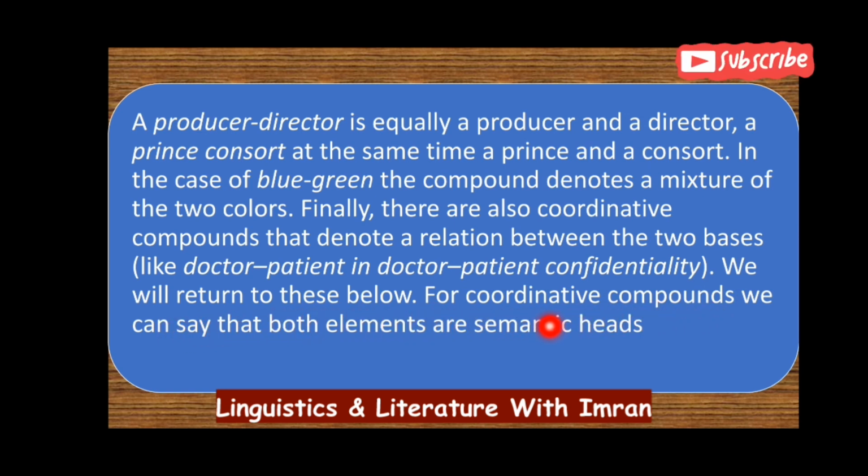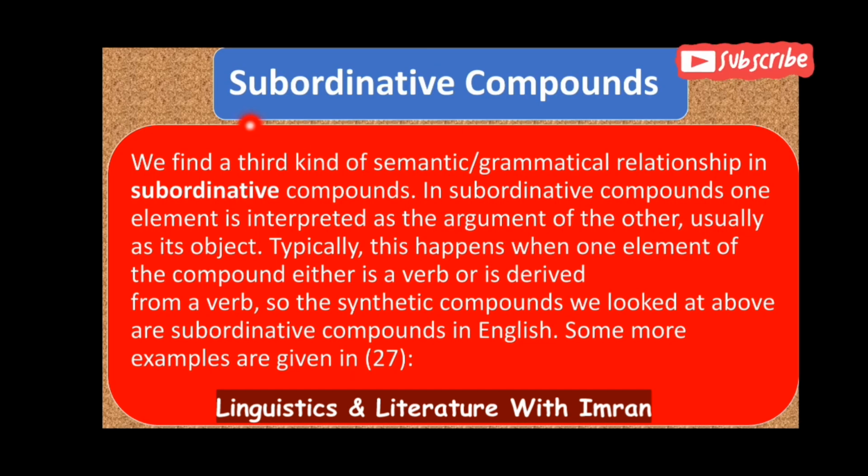For coordinative compounds, we can say that both elements are semantic heads, right? No one is the single head, because they have equal weight. That's why we say that both elements are semantic heads. Now, subordinative compounds. We find a third kind of semantic grammatical relationship in subordinative compounds. In subordinative compounds, one element is interpreted as an argument of the other, usually as its object.